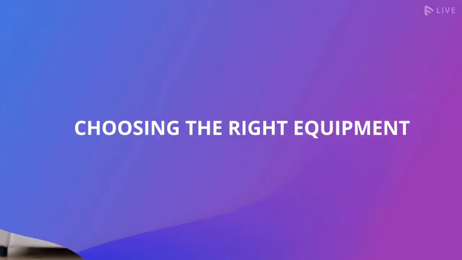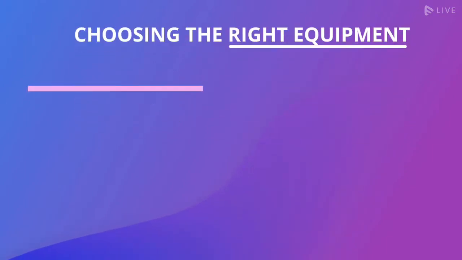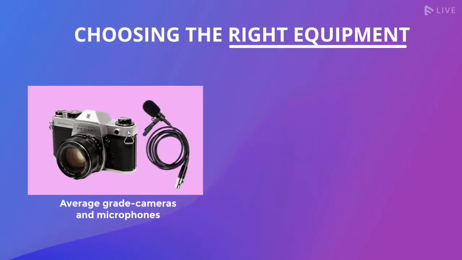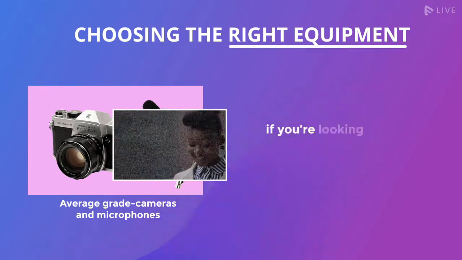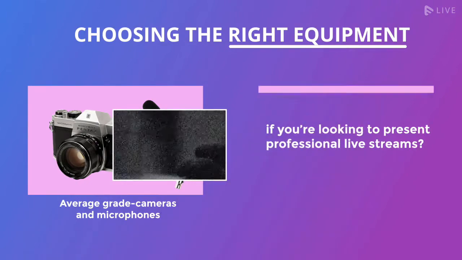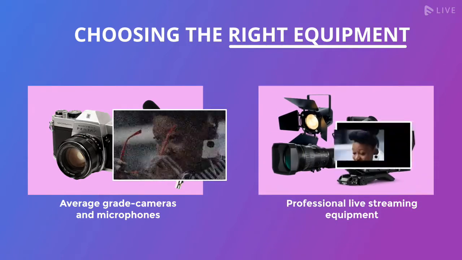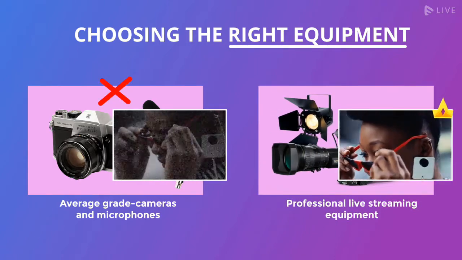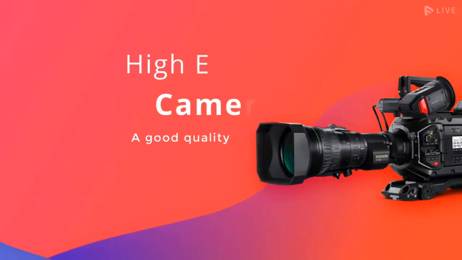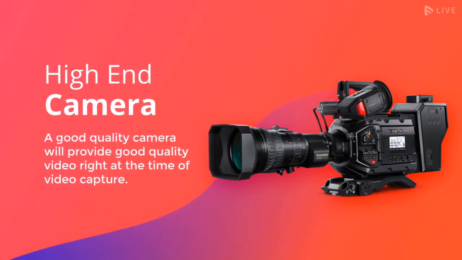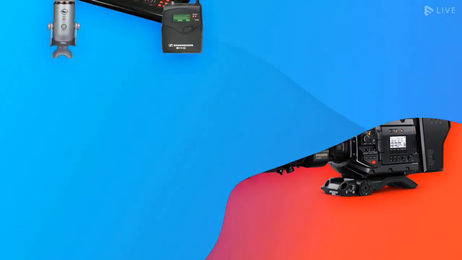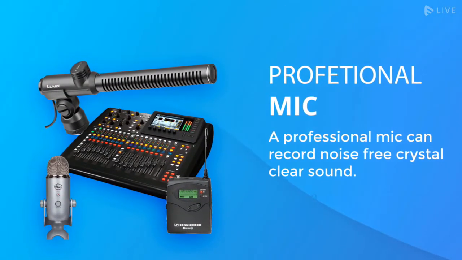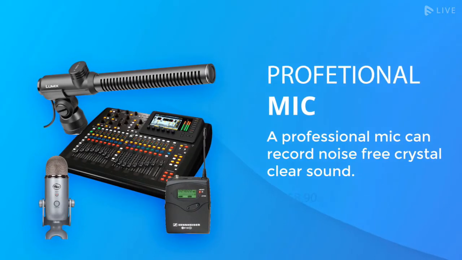First, choose the right equipment. Using average-grade cameras and microphones will not bring forth quality streams, it will only result in average video quality. If you're looking to present professional live streams, you have to invest in professional live streaming equipment to provide a top-notch user experience. High-end camera. A good quality camera will provide good quality video right at the time of video capture. Professional mic. A professional mic can record noise-free, crystal clear sound.